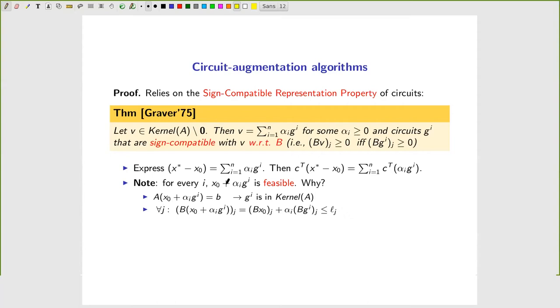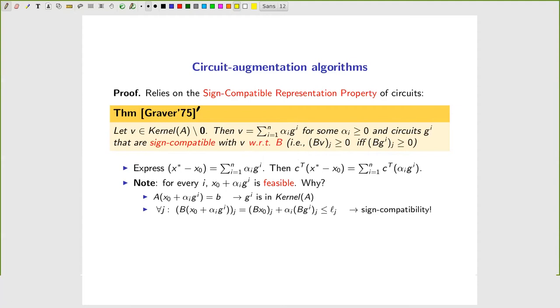And then we had the inequality constraint. The inequality constraint says that for every index j, if I pre-multiply the vector X0 plus alpha_i G_i with B and look at the jth component, this should be less than or equal to l_j. And this follows from the fact that these vectors are sign compatible. Again, you have to work the algebra a little bit here, but since B times (X star minus X0) is greater than or equal to zero if and only if this is greater than or equal to zero for each circuit. Basically, the sign compatibility property gives you this. You can use this to show that X0 plus alpha_i G_i is feasible. That's the main thing about it.